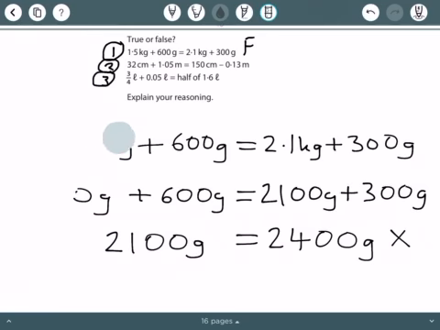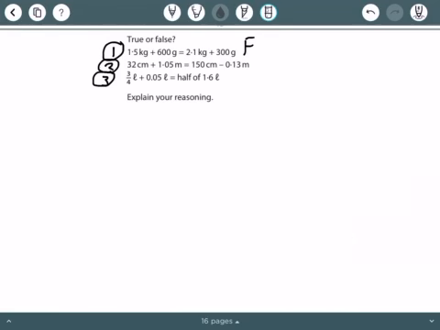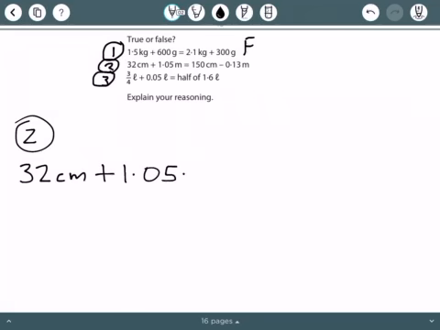Go on to our measurement of length. We'll rub that one out and we'll go on to our second one. Okay, so the second one here, number 2, we have got 32 centimetres add 1.05 metres equals 150 centimetres subtract 0.13 metres. Well, it's quite a tricky one, that, isn't it? Because we're mixing the two units. So let's make it all into centimetres.